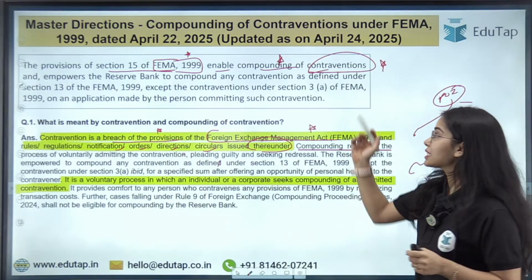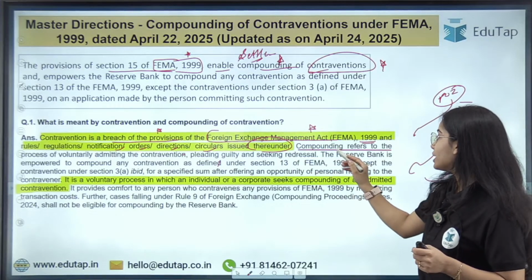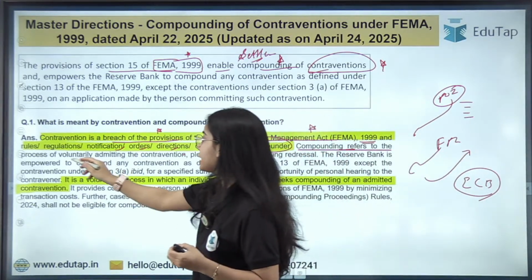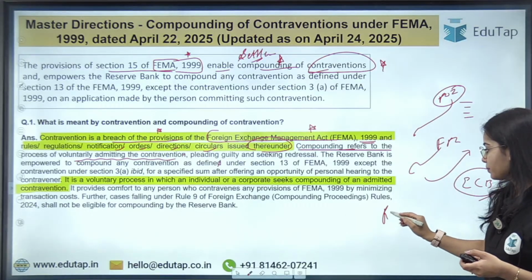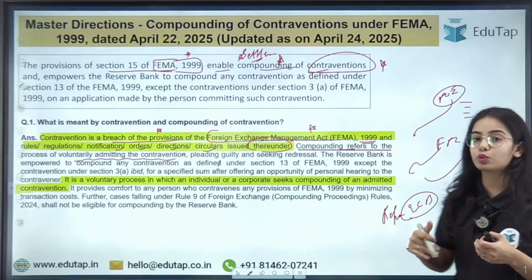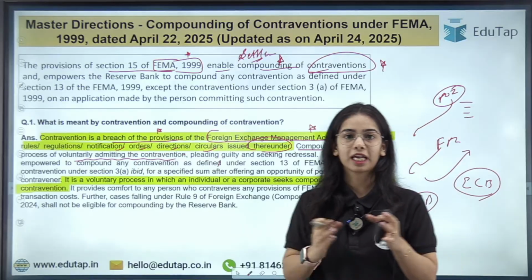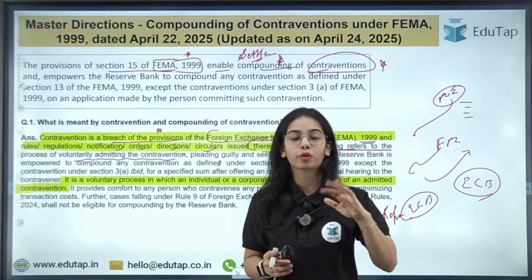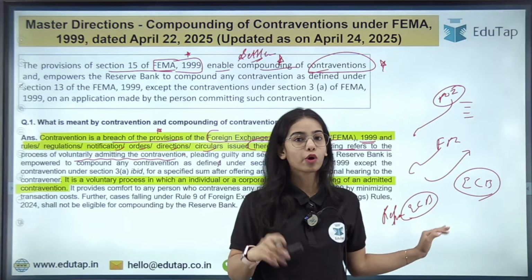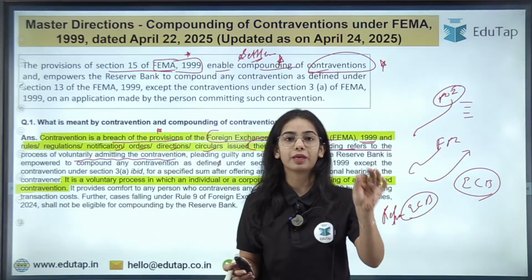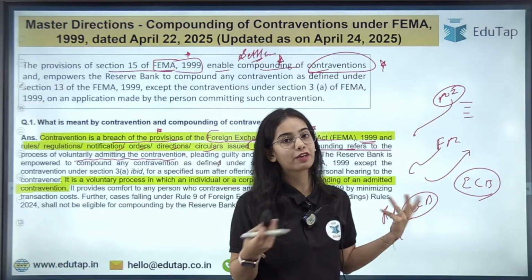What is compounding? Compounding is a kind of settlement. Okay? Now, why does compounding happen? Compounding refers, first of all, to the process of voluntarily admitting the contravention. Let's say I have made a mistake and I had to report the external commercial borrowing and the repayments, but I was not able to do the reporting within the timeline because I was not aware of the rule. But as soon as I came to know that there is such a rule, I sent an application to the Reserve Bank of India saying, okay, by mistake I have done this contravention, I have breached the provision that I had to do this reporting, but I forgot to do this reporting.